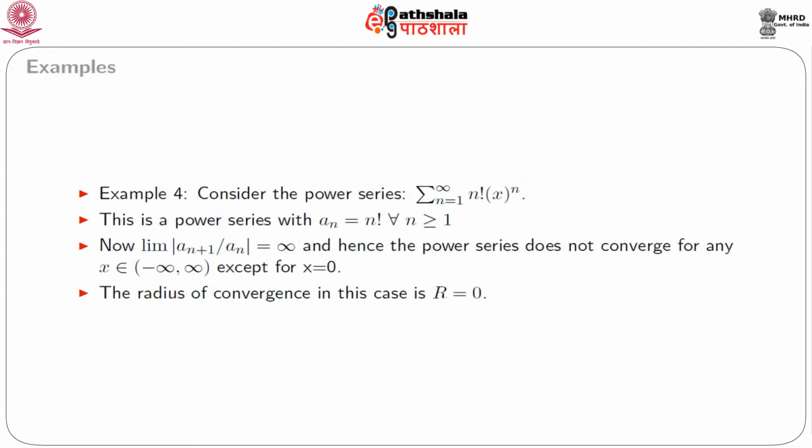Thus the radius of convergence in this case is plus infinity and interval of convergence is nothing but the whole real line. Consider our next example, which has the nth term as n factorial multiplied by x to the power n. So this is a power series with a n as n factorial. Now the limiting value of absolute value of a n plus 1 divided by a n is infinity, and hence the power series does not converge for any x belonging to the real line except for x equal to 0. So in this case, radius of convergence is defined as r equal to 0.